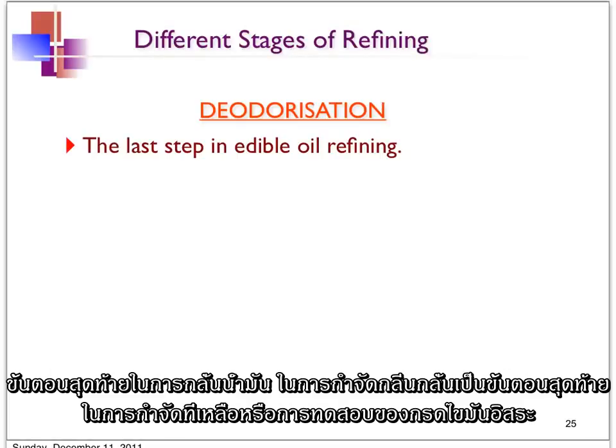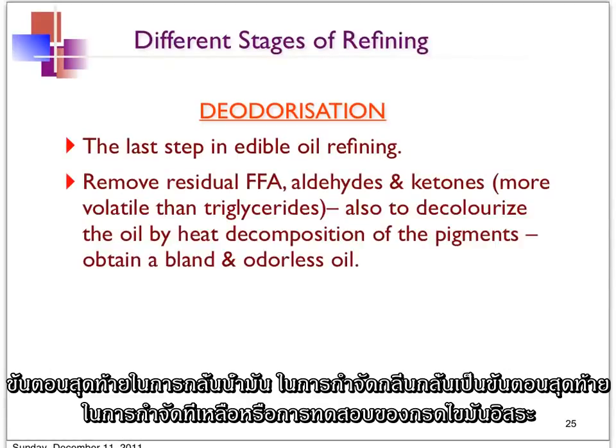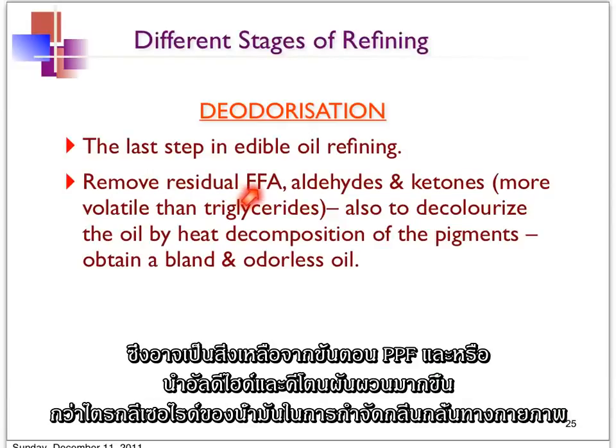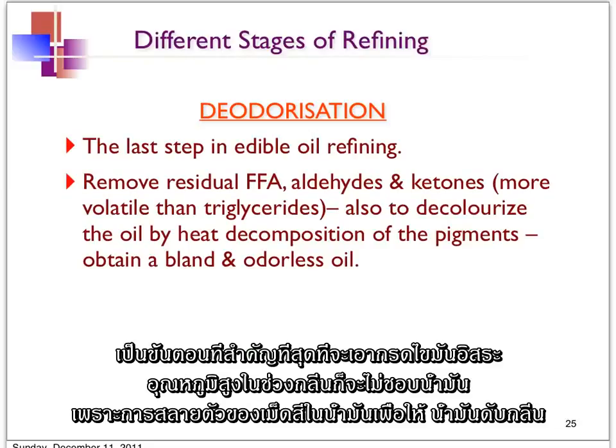The last step in the edible oil refining is called deodorization. In alkaline refining, deodorization is the last step to remove any residual or traces of free fatty acids which may survive from the previous step, and also to remove aldehydes and ketones which are more volatile than the triglycerides of the oil. In physical refining, deodorization is the most important step to remove the free fatty acid.